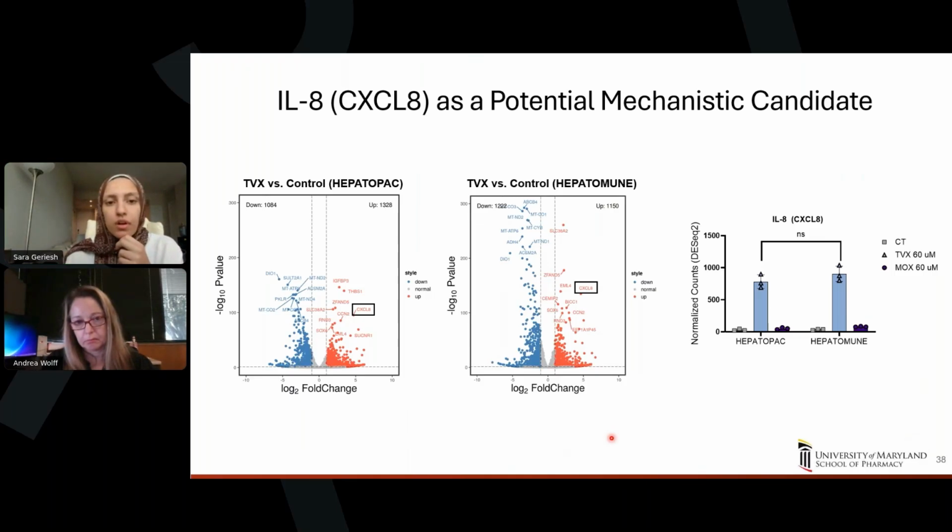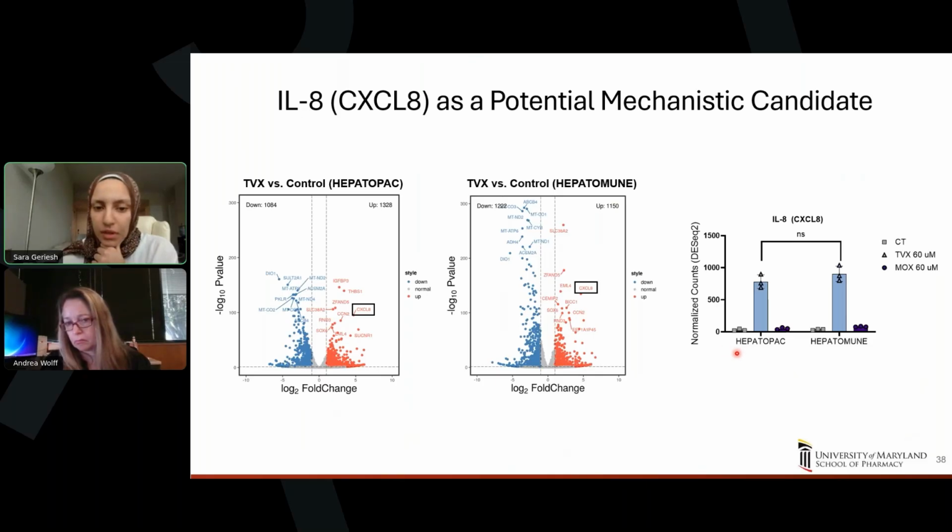And coming back to interleukin-8, its expression was also elevated in our mRNA sequencing results. So here I'm showing some volcano plots where the blue are the downregulated genes, red are the upregulated genes. And as we move further from the center, that would signify increase in significance. So interleukin-8 was seen to be upregulated in the HEPATOPAC and HEPATOMUNE models, with a further increase in the fold change in the HEPATOMUNE model.